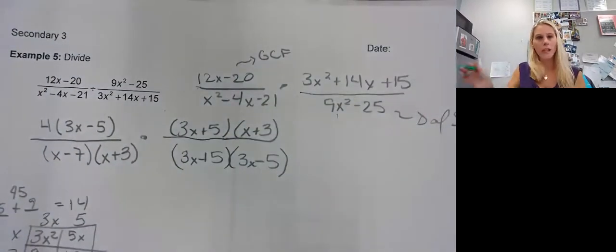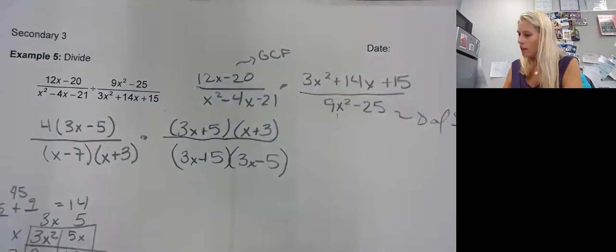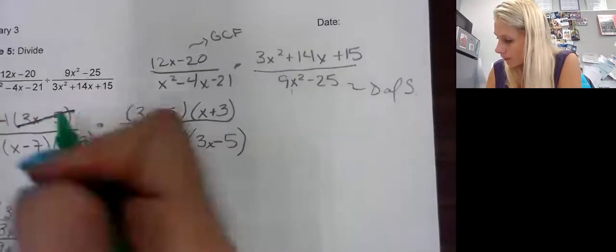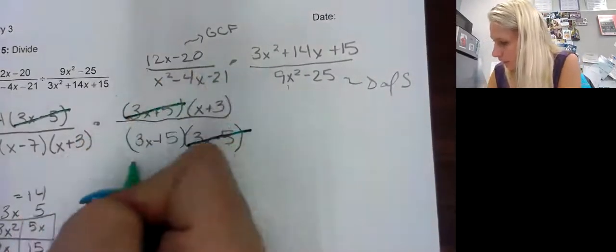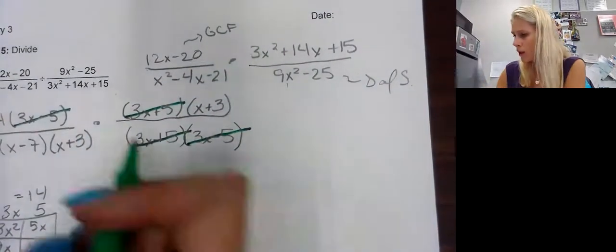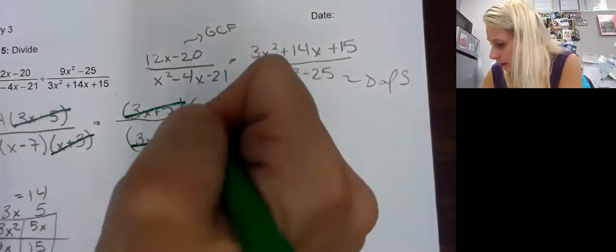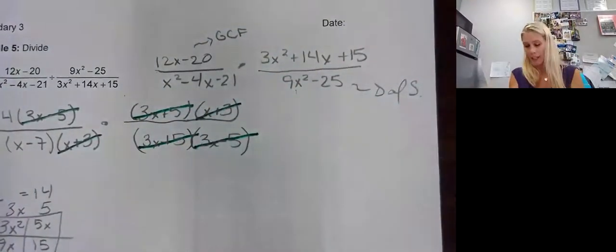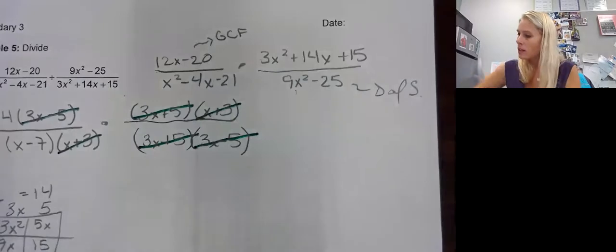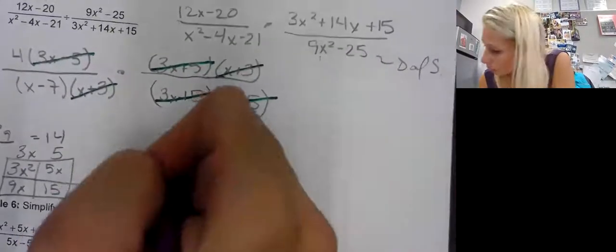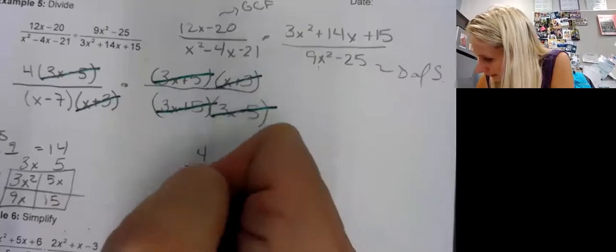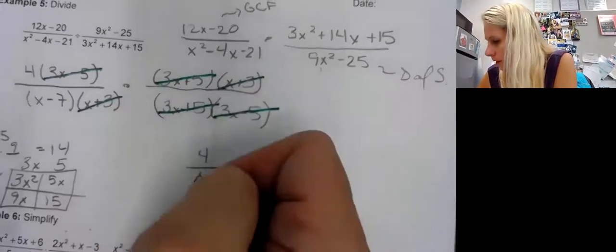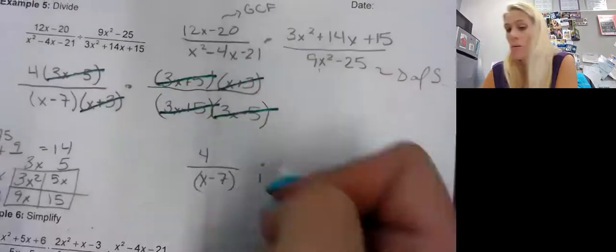Okay, let's cross some things out if we can. All right, so I have a 3x minus 5 crossing out. I have a 3x plus 5 crossing out. And I have an x plus 3 crossing out. Because again, they are on different levels. So what am I left with? We are left with 4 on top and x minus 7 on the bottom. Don't forget to write in what was crossed off.